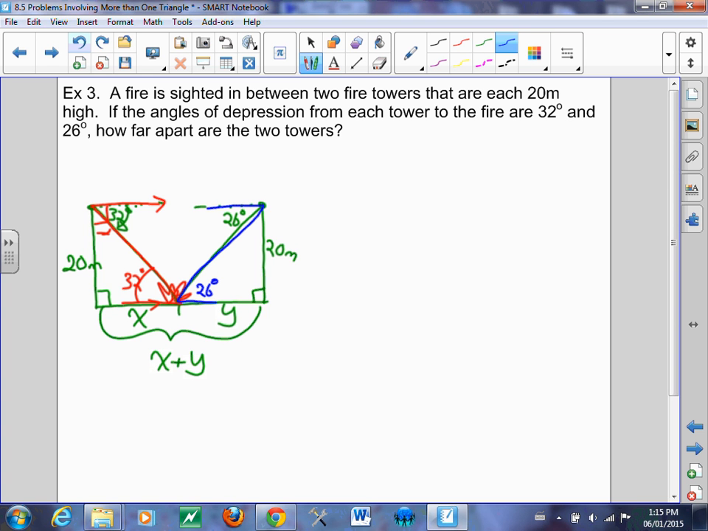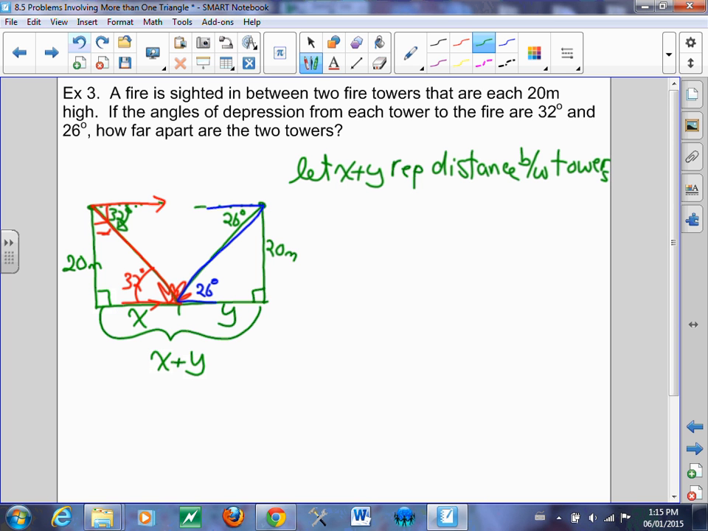Okay? All right, so let's do a let statement here. So we're going to say, let x plus y represent distance between, you can use the short form, towers. Okay? All right, so let's find x first, guys. So to find x, what information do we have? We have, from angle 32 degrees, the opposite and the adjacent.